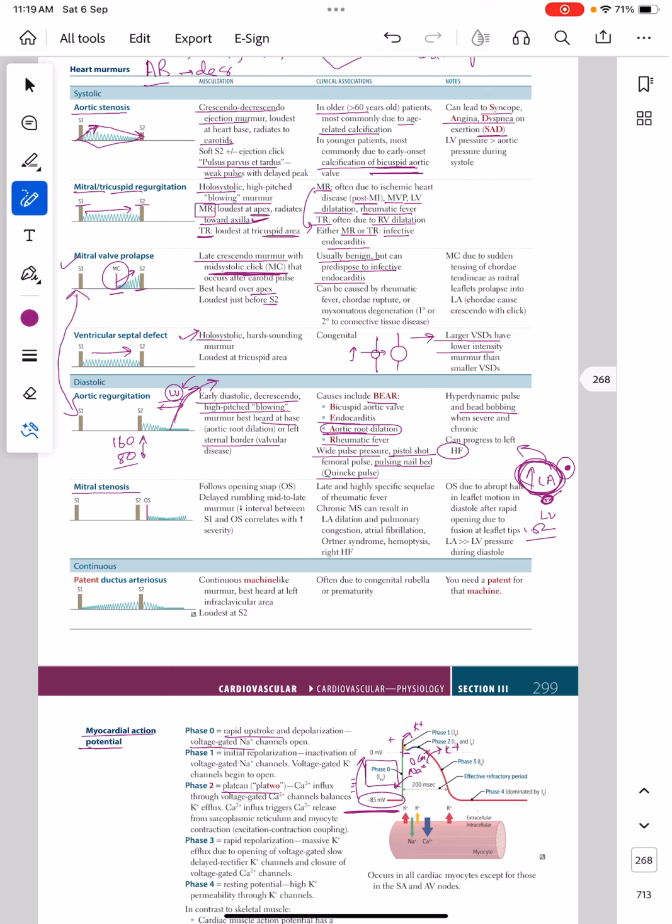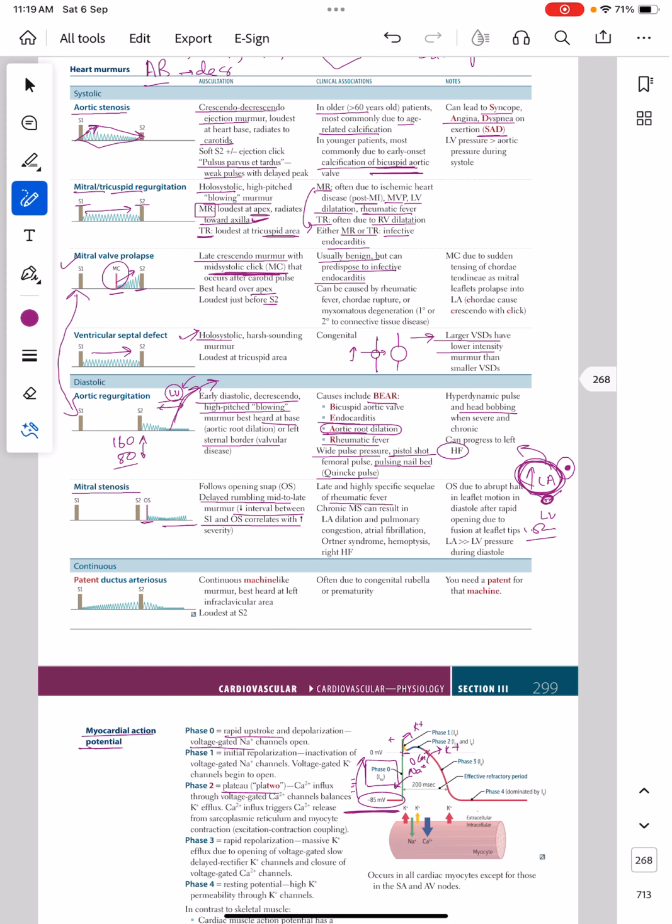So the murmur is an opening snap followed by a diastolic rumbling sound, and the interval between these two correlates with the severity of the disease. What does it mean? If the opening snap is happening nearer to the S2, it relates towards a severe disease. When it is happening late, it correlates that the disease is not much severe. So whenever the interval between the two is decreased, the intensity will be increased. So these two are inversely related. It is a sequel of rheumatic fever.